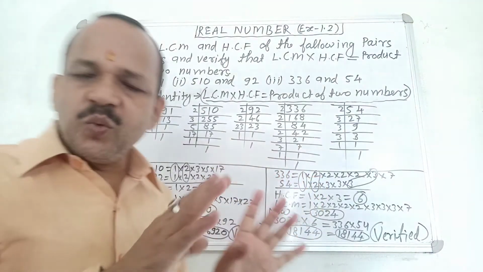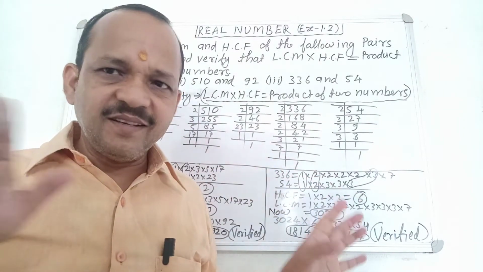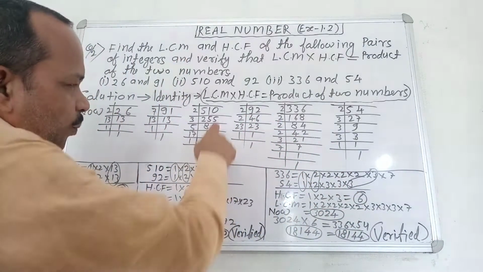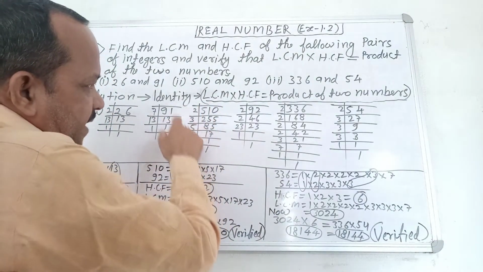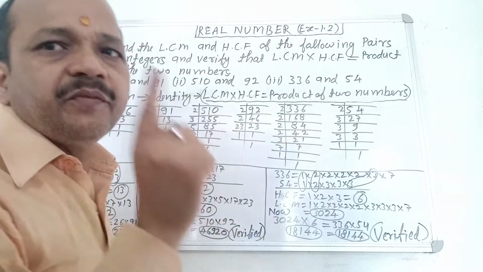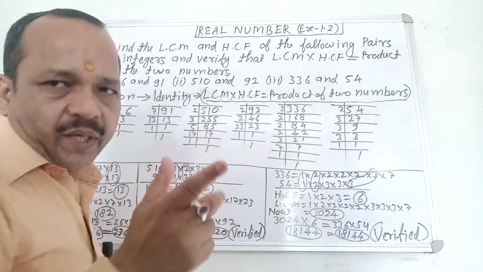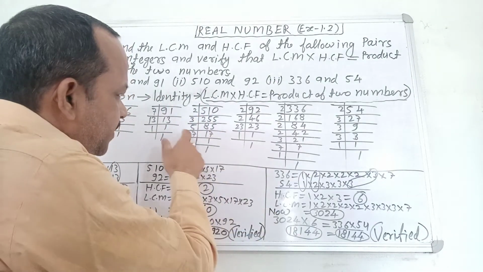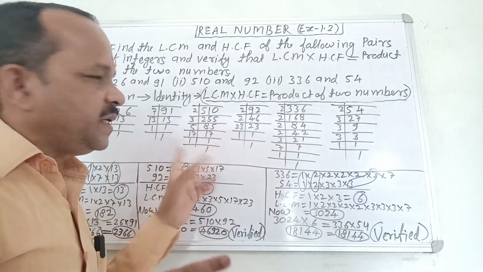Clear? You verify the first question very easily. See the board. Second question. You factorize 510. 510 divided by 2, you find 255. 255 divided by 3, you find 85. 85 divided by 5, you find 17. 17 divided by 17, you find 1. It is the factorization of 510.